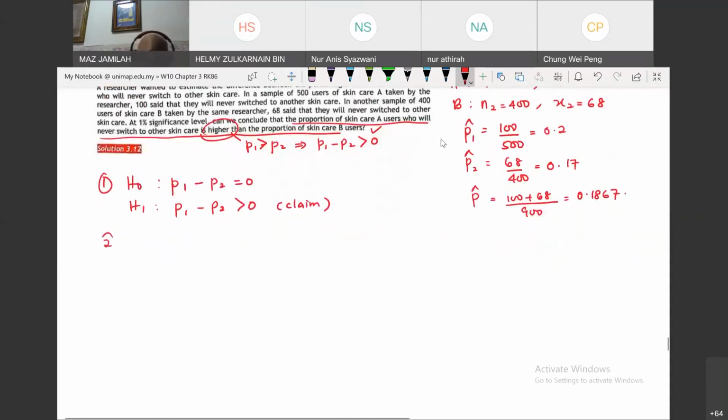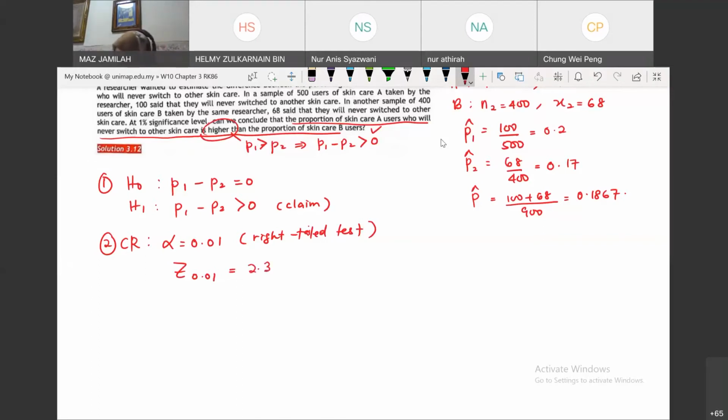Now, second, the critical value. Alpha equals 0.01. Since we are dealing with a right tail test, we know that Z 0.01 is given by 2.3263. And then the third one would be your test statistic, Z test.